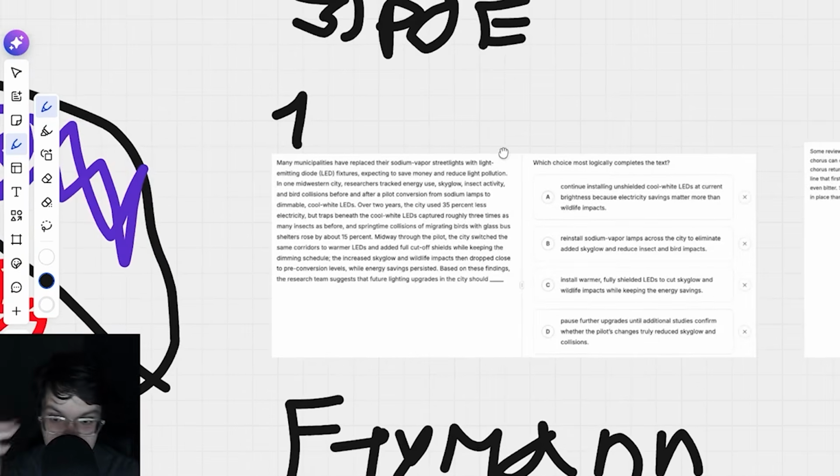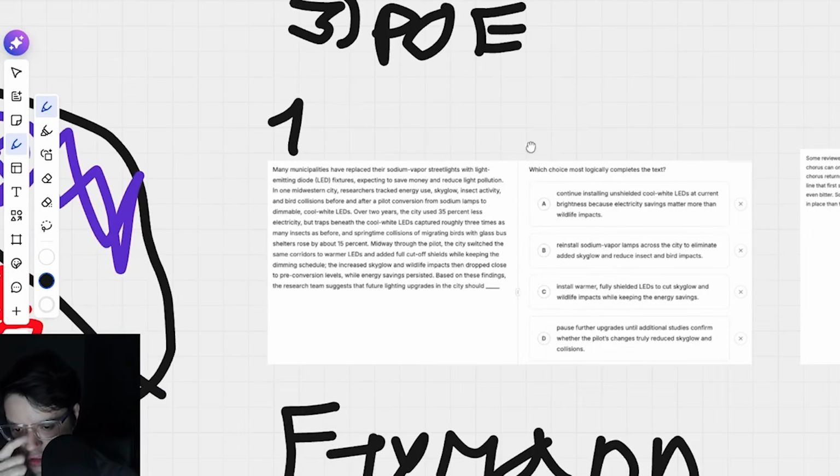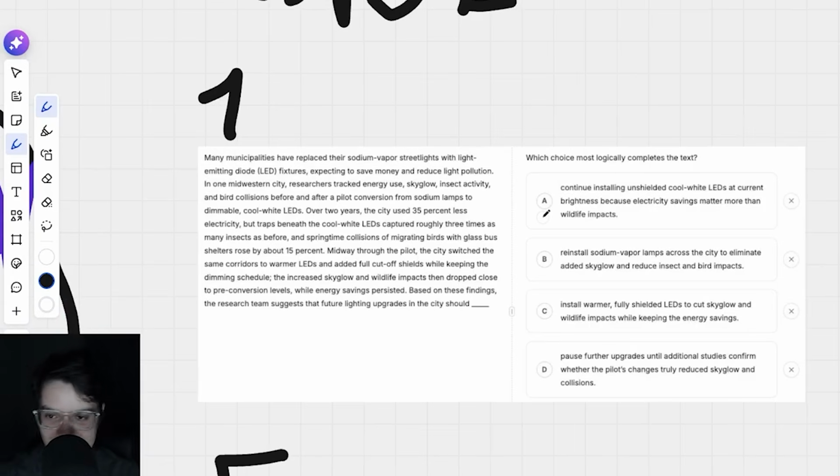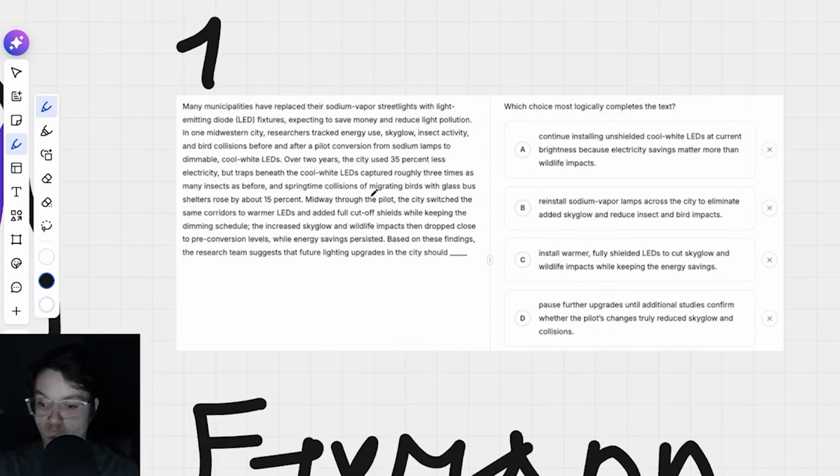This brings me down to step number 2 of the process, which is make a prediction for the answer choice. This is something that a lot of students don't do, and the reason you should do it is because, one, it checks to make sure you actually understand the passage, and second, it essentially primes your brain to have a better chance of telling whether the right answer is right.